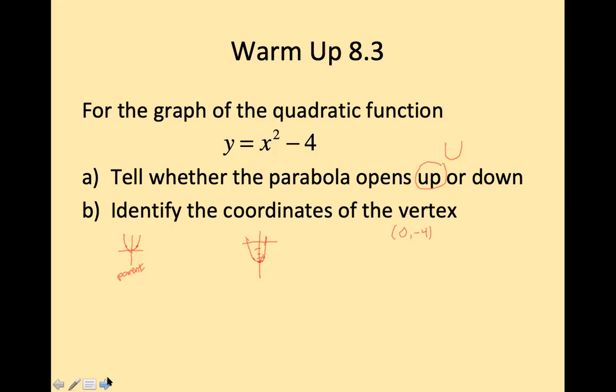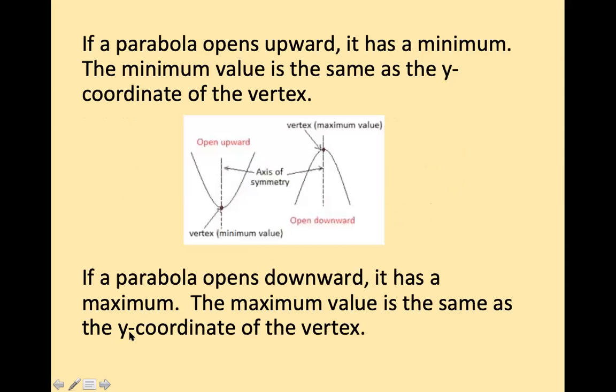All right, let's continue and look at what we have today. So today we're going to talk about two terms. We're going to talk about minimums and maximums. If a parabola opens upward, it has a minimum, right? It has a lowest point. If it opens downwards, it has a maximum or a highest point. The y value of that vertex is the maximum or the minimum. So if it said what's the maximum value, you'd look at the y coordinate, not the x.